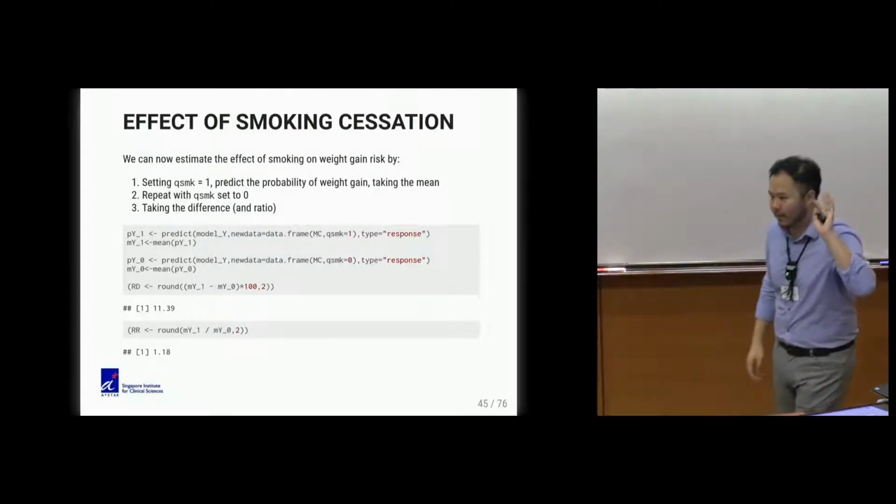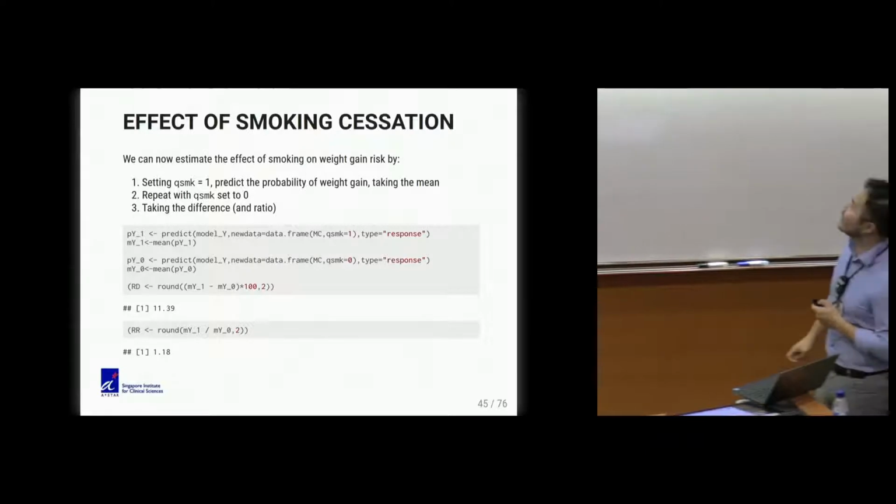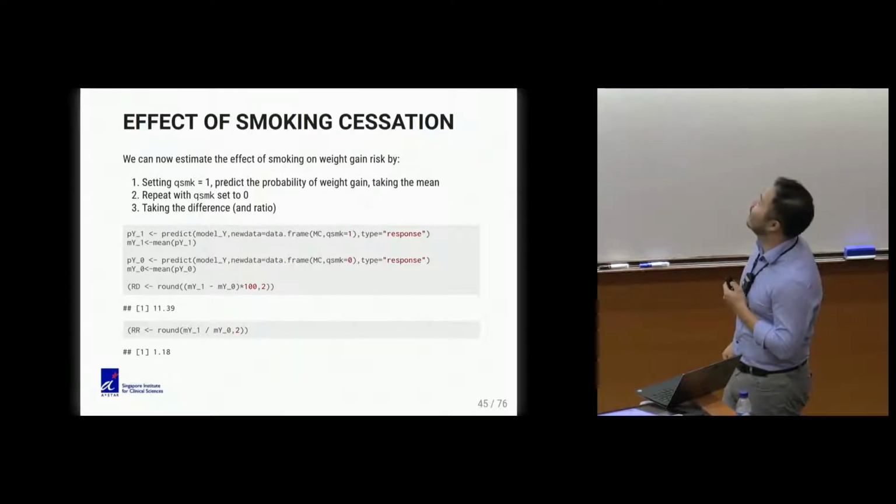So what do we do to actually estimate the contrast that we're interested in? Well, it's quite simple. Rather than setting it to the predicted distribution, you just take the model, you force the treatment status to be 1, so quitting smoking. You predict the mean outcome, the mean proportion of weight gain under that model.